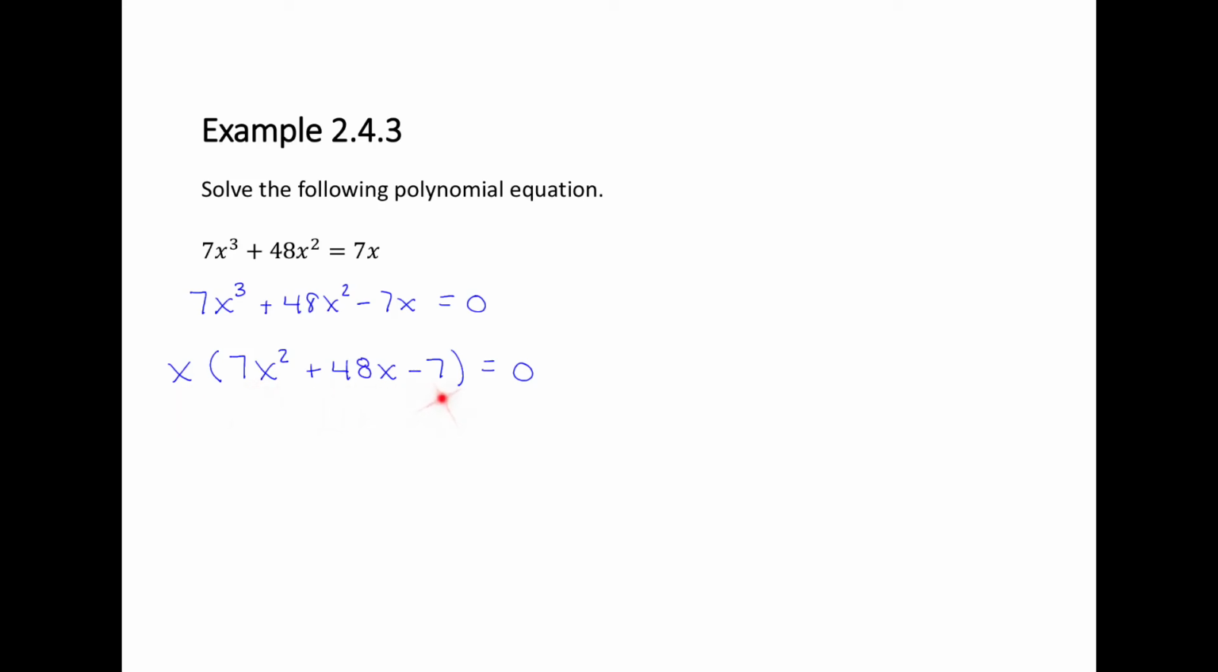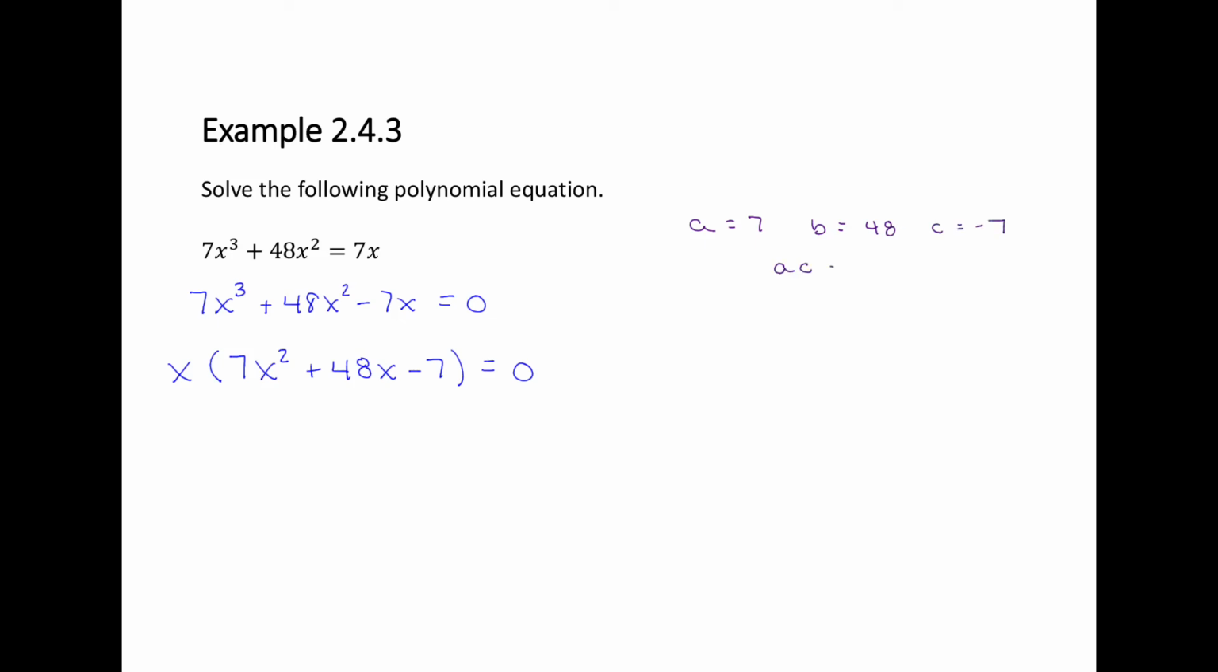So we have 2 factors. The factor inside the parenthesis is a quadratic. Now you could set that equal to 0 and use the quadratic formula if you wish, or you can factor further. I will use the AC method to factor this problem out. In this problem, A is equal to 7, B is equal to 48, and C is -7.